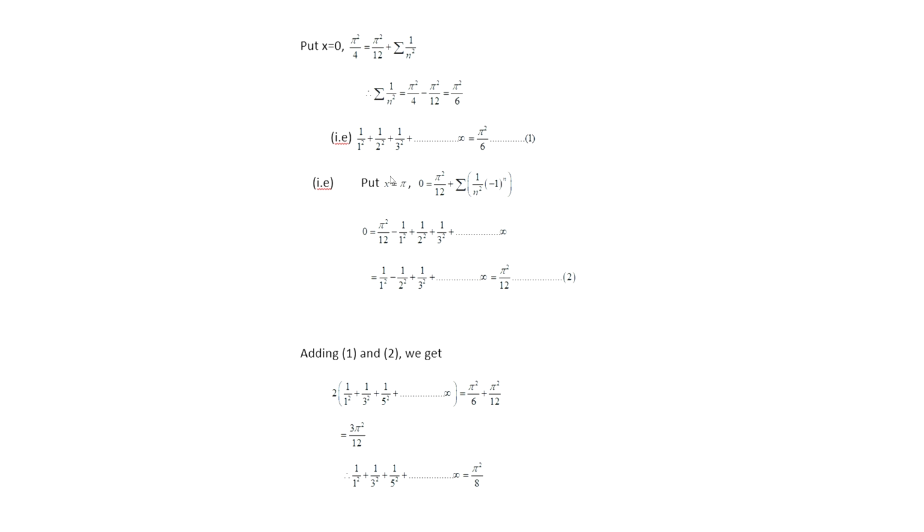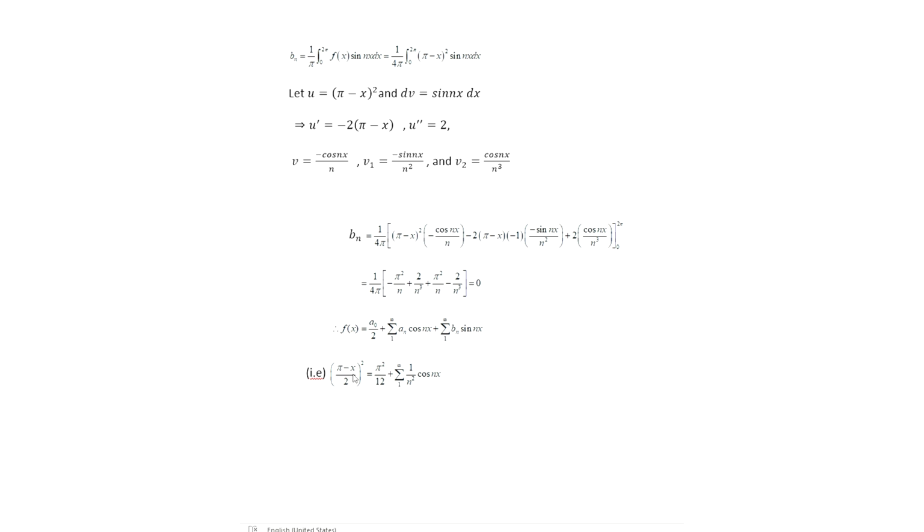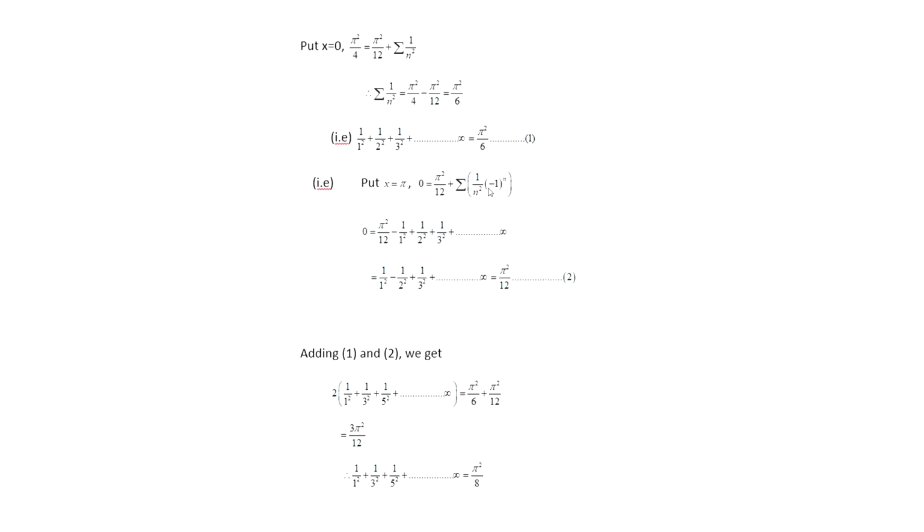Put x equal to pi. When we put x equal to pi, left side is 0. Here we will get cos n pi is minus 1 power n. So we get it as minus 1 power n by n square. So 0 equal to pi square by 12 minus 1 by 1 square plus 1 by 2 square plus 1 by 3 square etc. Or we can write 1 by 1 square minus 1 by 2 square plus 1 by 3 square etc. equal to pi square by 12.